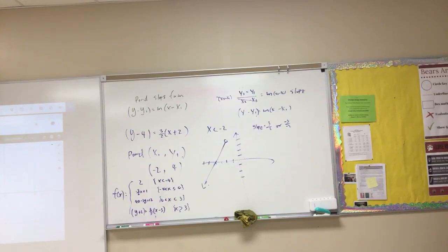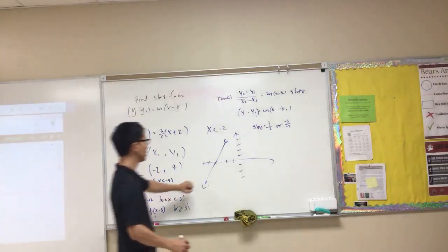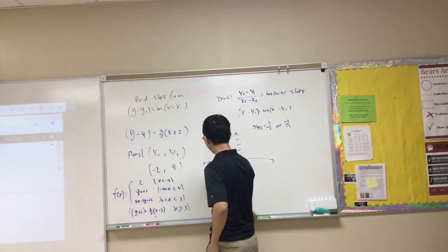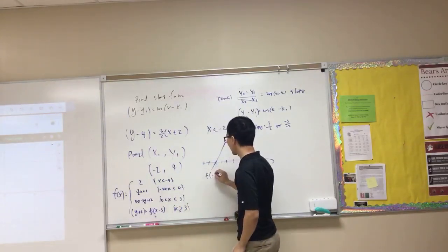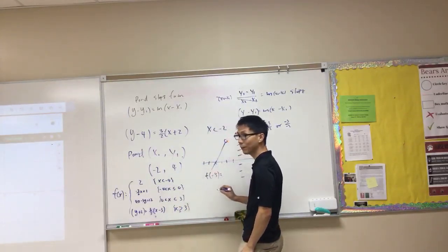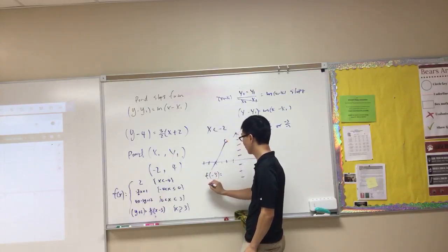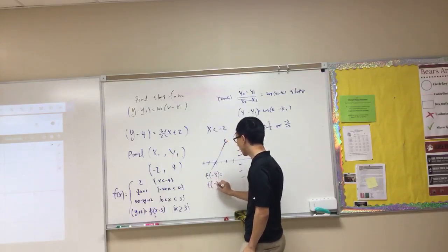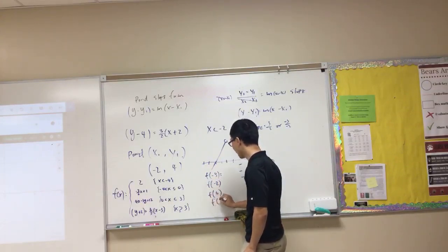So today you're gonna have two types of questions. One is like this: I give you a graph and ask you for the equation, or give you an equation and ask you for a graph. I can even ask you to evaluate. What's f of -5? What's f of -2? What's f of 0? What's f of 1? And what's f of 5?